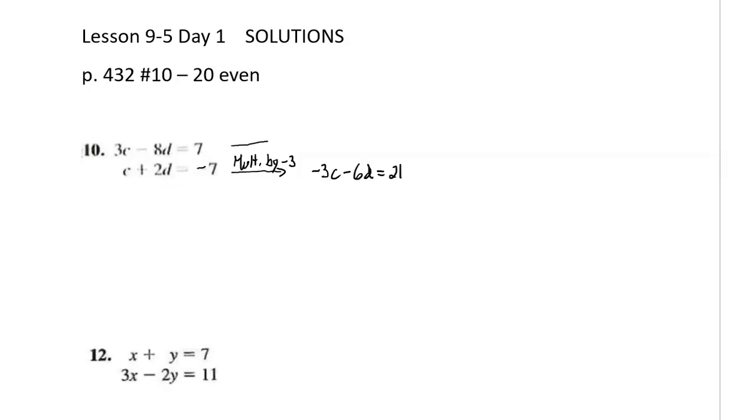Now, the first equation doesn't need to be changed, so just rewrite it. 3C minus 8D is equal to 7. Now the C terms are opposites, and so we can add together. Adding the C terms together eliminates the C. Adding the D terms together makes negative 14D. Adding the constants is 28. And therefore D is negative 2.